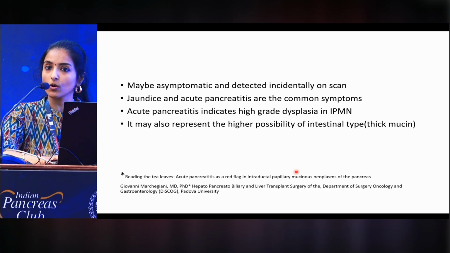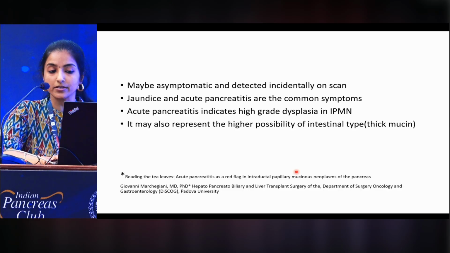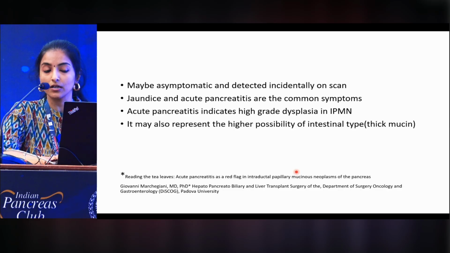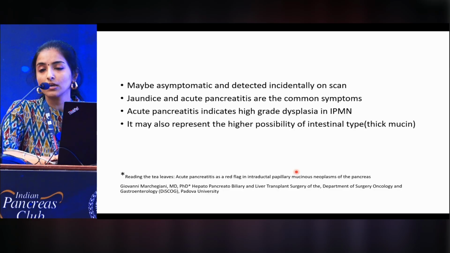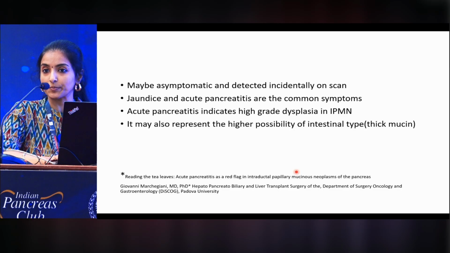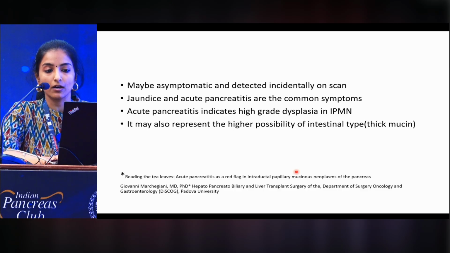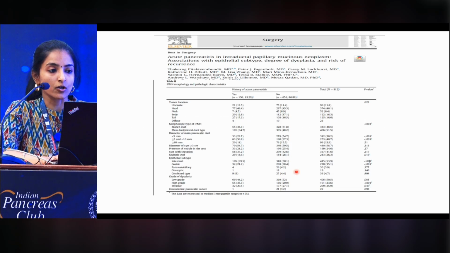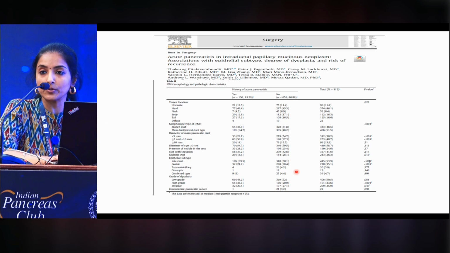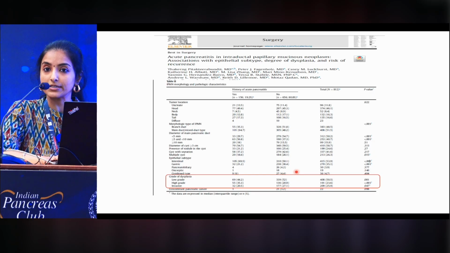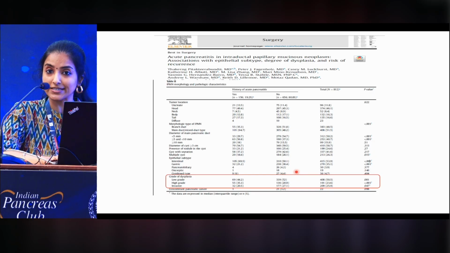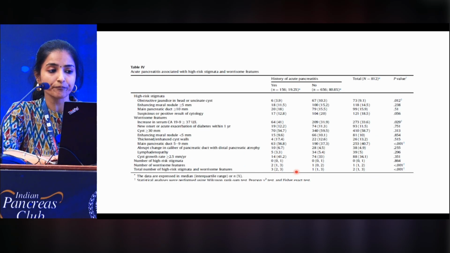What has been interesting is that those patients who've had acute pancreatitis have had high-grade dysplasia. Most of the time it is associated with high-grade dysplasia in IPMN, and they have also found a correlation with the intestinal subtype, probably because of the thick mucin associated with this subtype. Now this is a study which looked at all the people who presented with acute pancreatitis, and the only thing that came out to be significant was that these patients presented with high-grade dysplasia. Interestingly, acute pancreatitis was not so much associated with invasive malignancy, but it was associated with high-grade dysplasia.